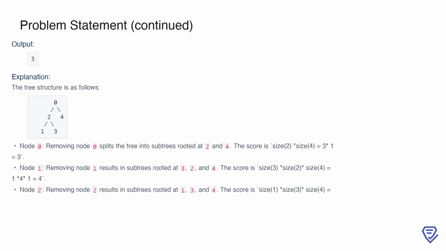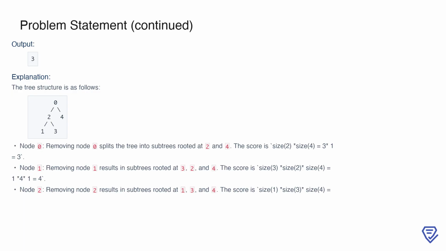Let's consider another example where parents equals -1, 2, 0, 2, 0. Here, the tree has 5 nodes. The structure is as follows. Node 0 is the root, and it has 2 children, nodes 2 and 4. Node 2 has 2 children, nodes 1 and 3. This forms a tree with a root, 1 intermediate node, and 2 levels of children.